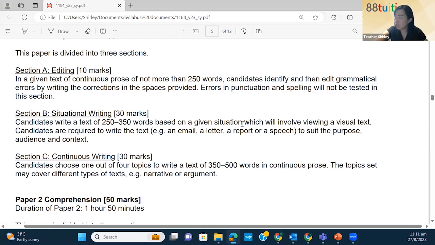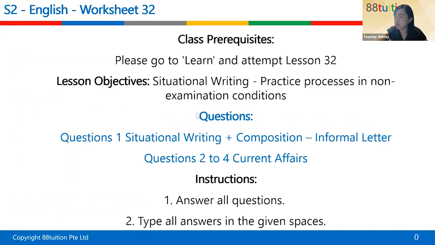Okay. Then it will involve reading visual text. I think all this you're familiar with. It can be any genre. It can be an email, a letter, a report, or a speech to suit the purpose, audience, and context. So in summary, situational writing is always about the purpose, audience, and context. And also, of course, the relevant information.